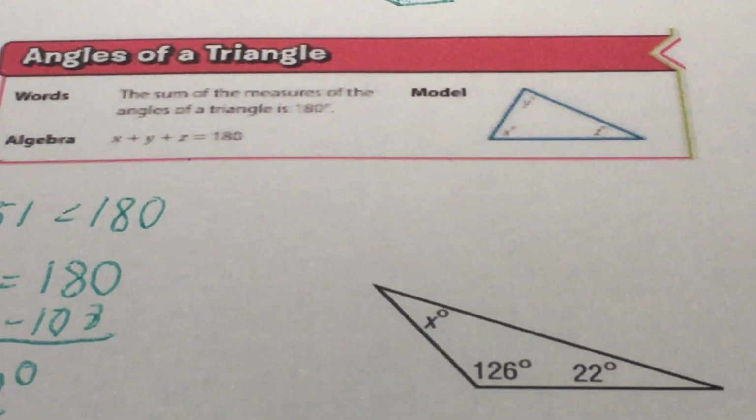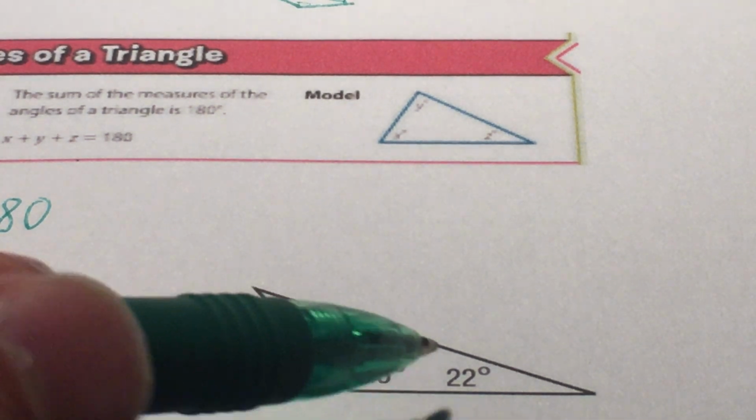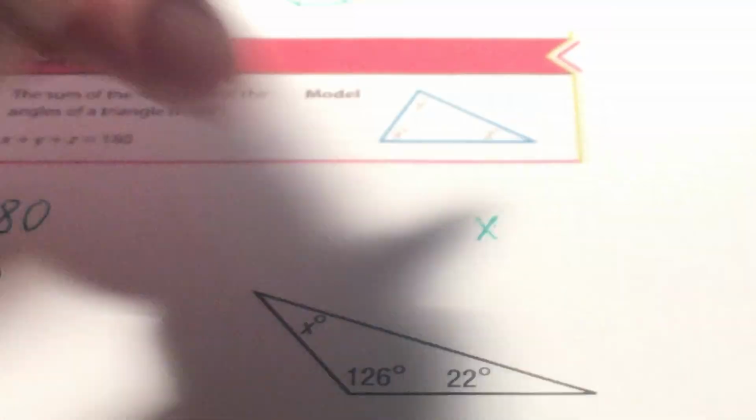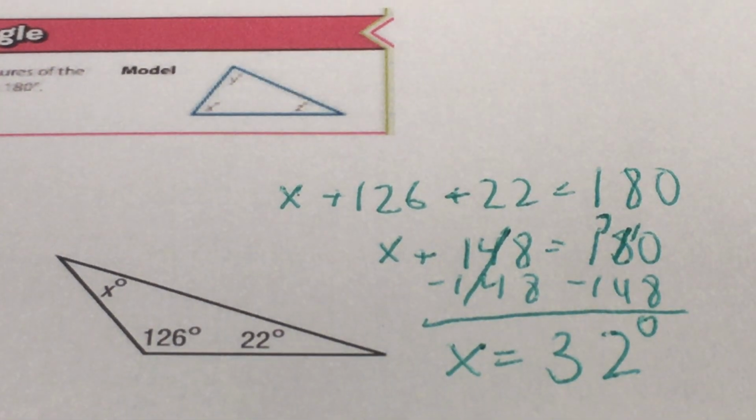Now, if we take a look at this next one. If I look, that's my obtuse triangle. I have these three angles. So x, which is here, plus 126 plus 122 equals 180. x plus 148 equals 180. Subtract the 148, and we get x equal, we borrow, 32. x is 32 degrees.